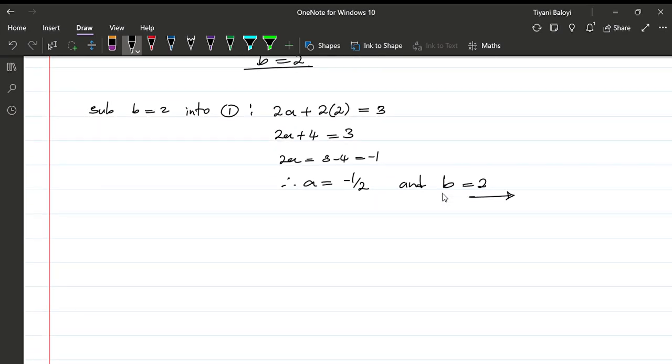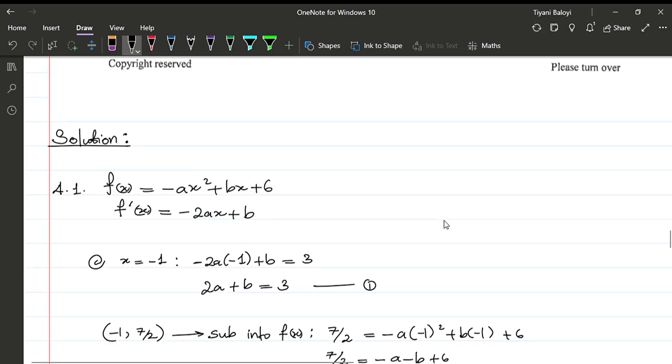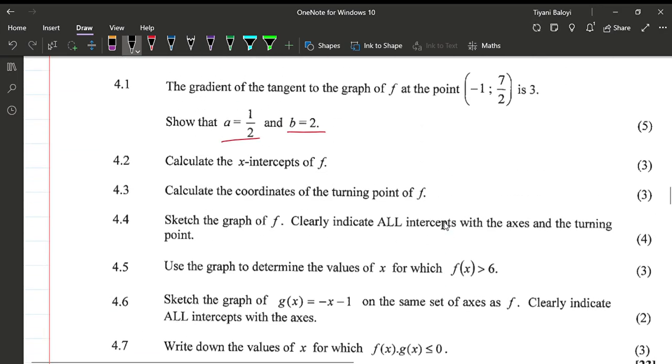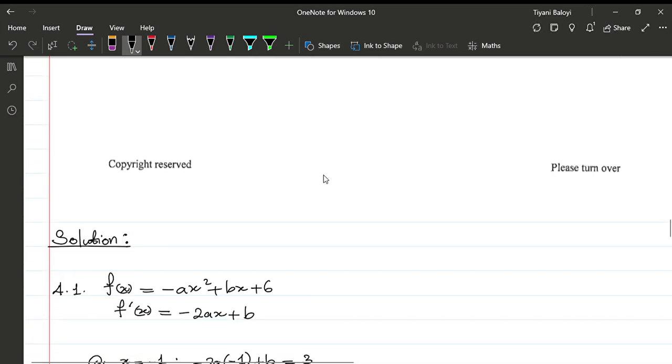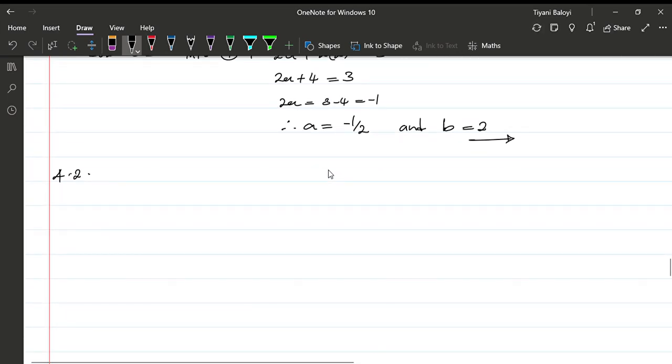Thumbs up. Okay, so we can look at the next question now, 4.2. With 4.2, what they want us to do is calculate the x-intercepts of f. So let's go ahead and write our equation now. We have f of x equal to minus a, so that will be minus into minus 1 over 2.